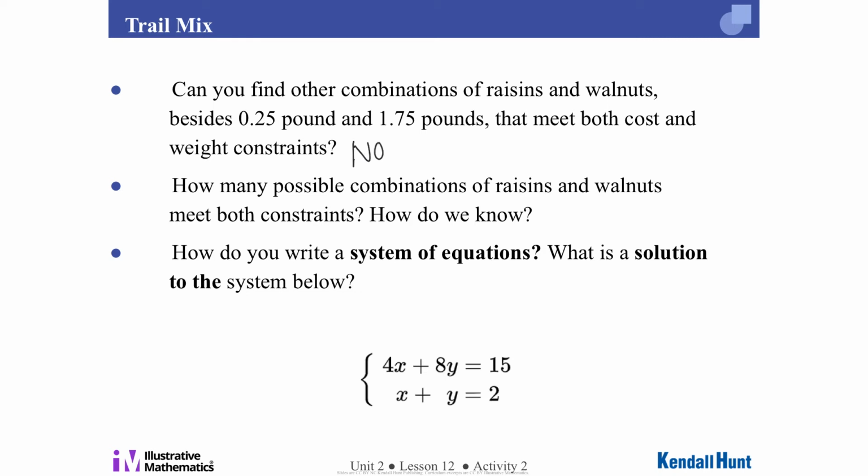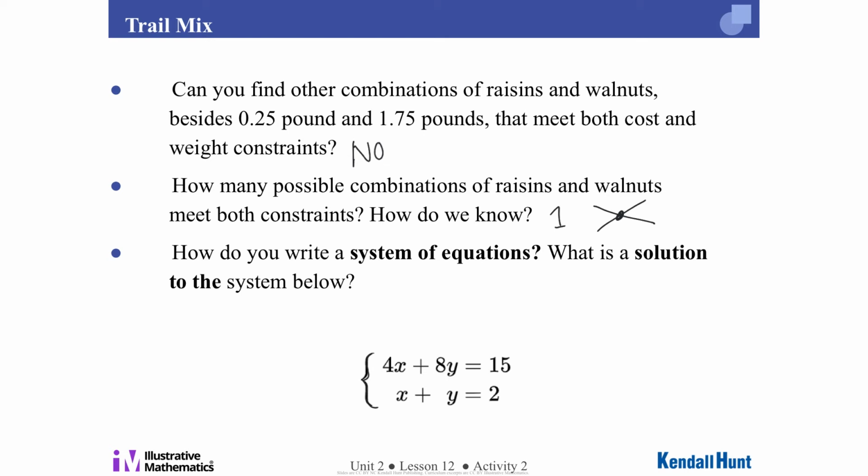How many possible combinations of raisins and walnuts meet both constraints? Just the one, right? Because we talked about how they would intersect and there would only be one intersection for 2 lines. So this leads us to the next question of this entire unit: how do you write a system of equations? What is a solution to the system below? So this is how we would write a system of equations.